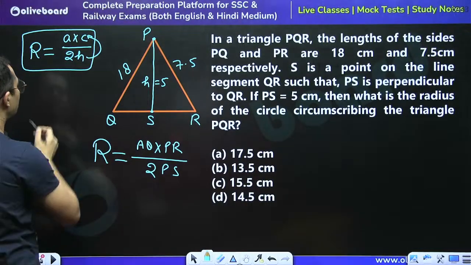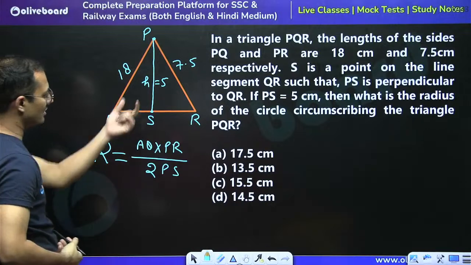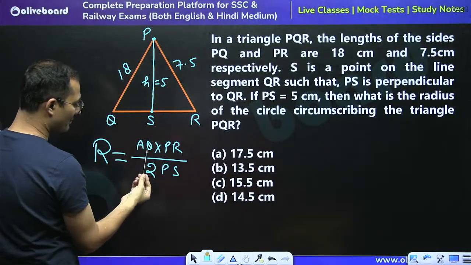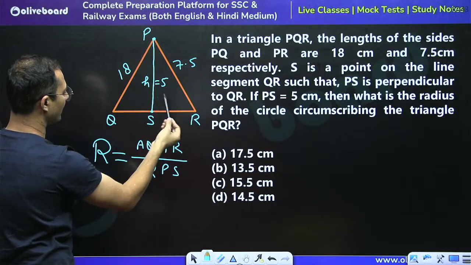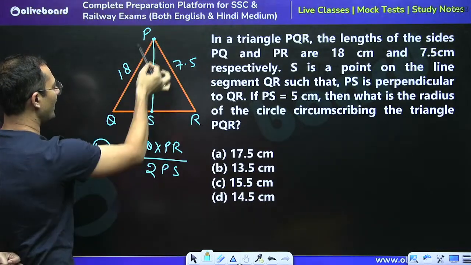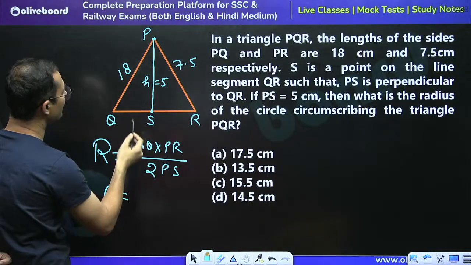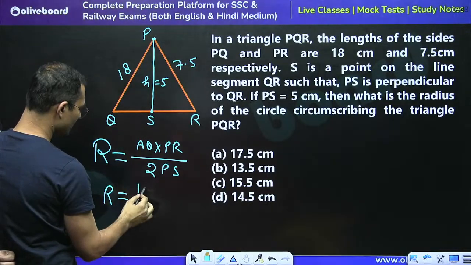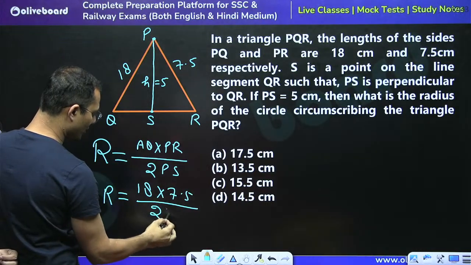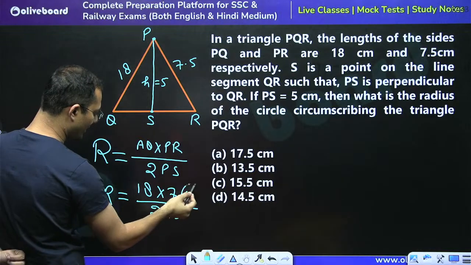So do not memorize it blindly, just remember this formula from the figure. From vertex P we have two sides, PQ and PR, so take the product of both. 18 into 7.5 divided by twice of 5. Remove the decimal point.